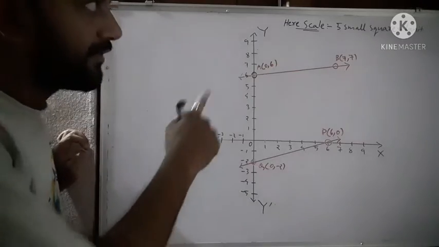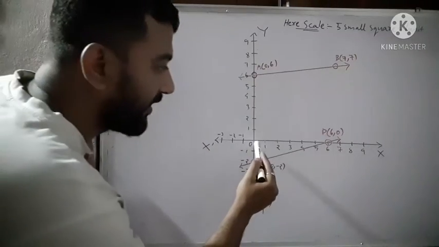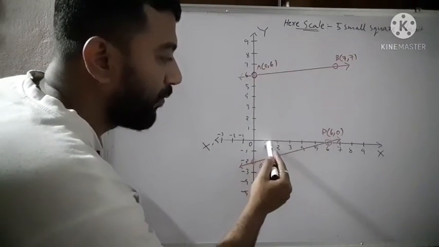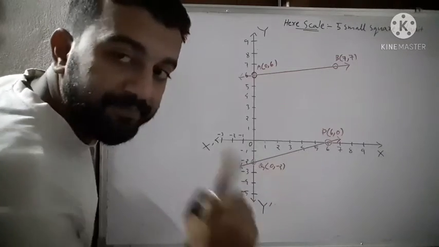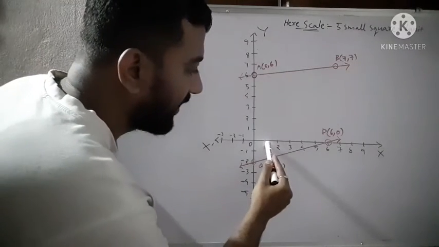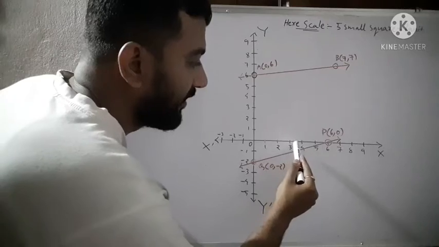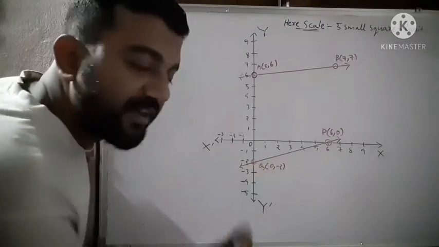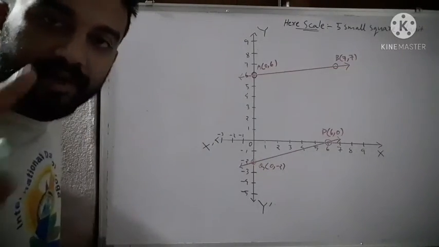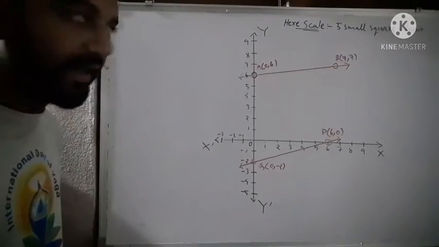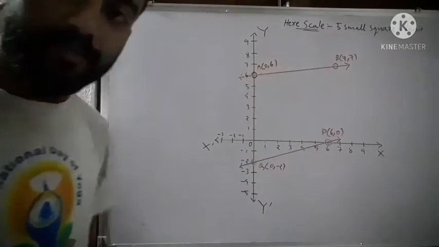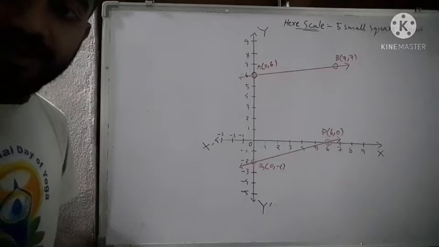So on the graph paper you are going to take 5 small squares, and this is considered as 1 unit. In between 0 and 1, 5 small squares are there. Similarly between 1 and 2, 2 and 3, 3 and 4, everywhere you can see 5 small squares. On the graph paper you need to consider it like this. So it is necessary to mention the scale factor in the graph.